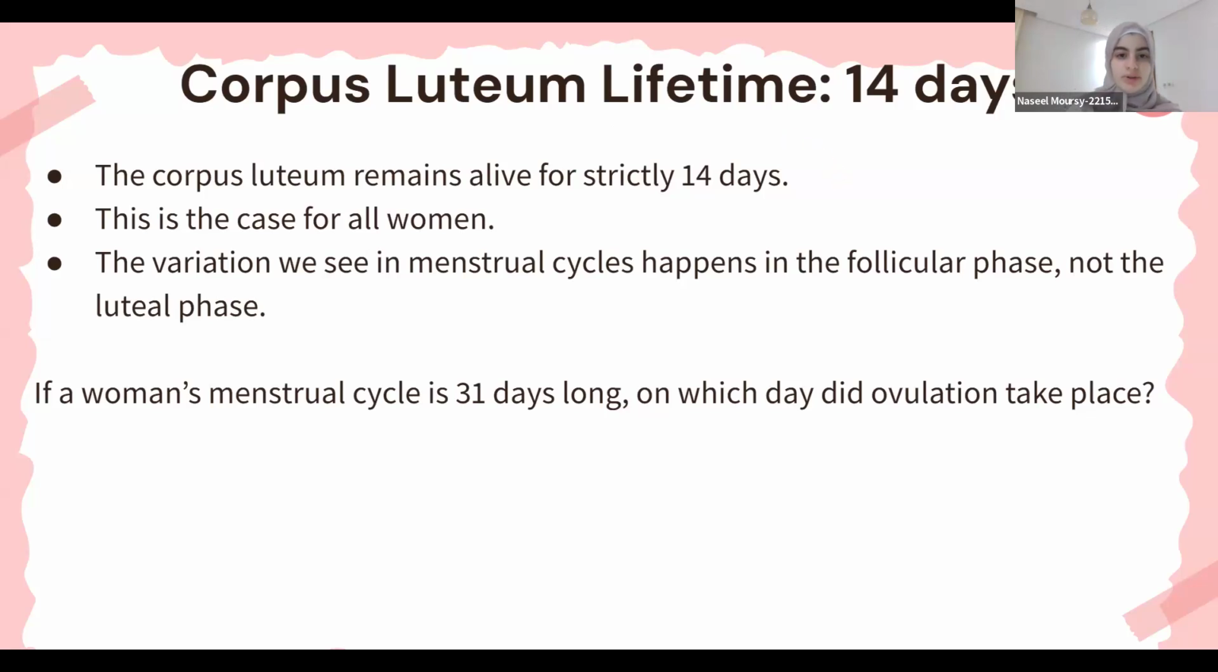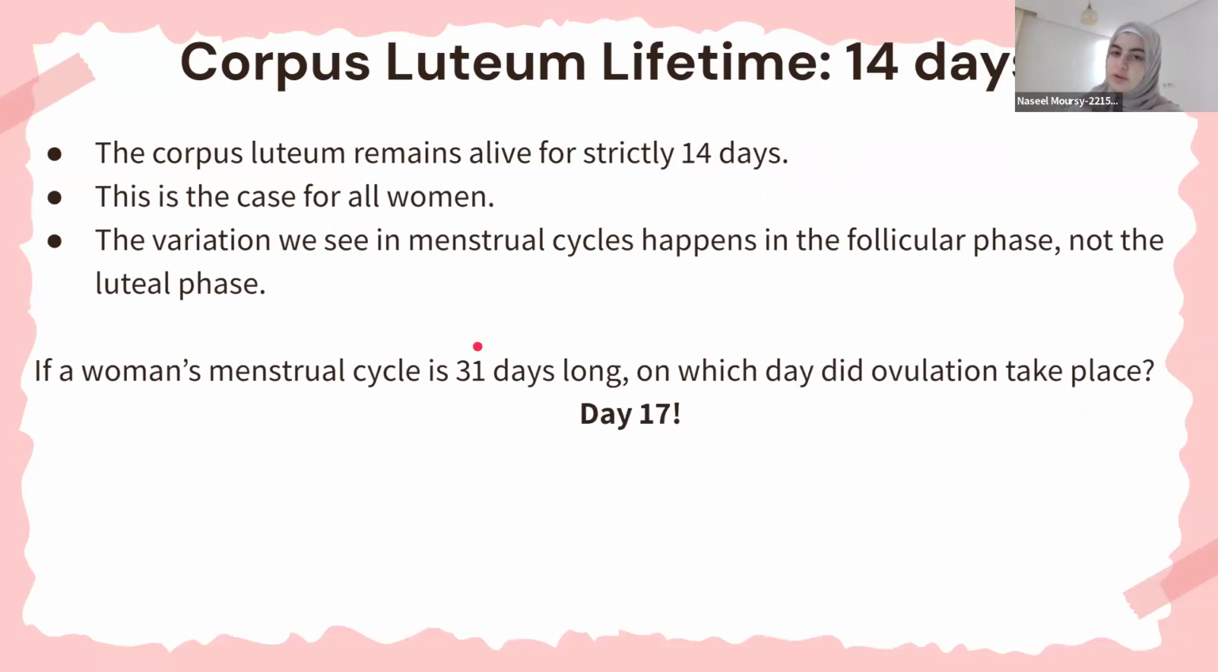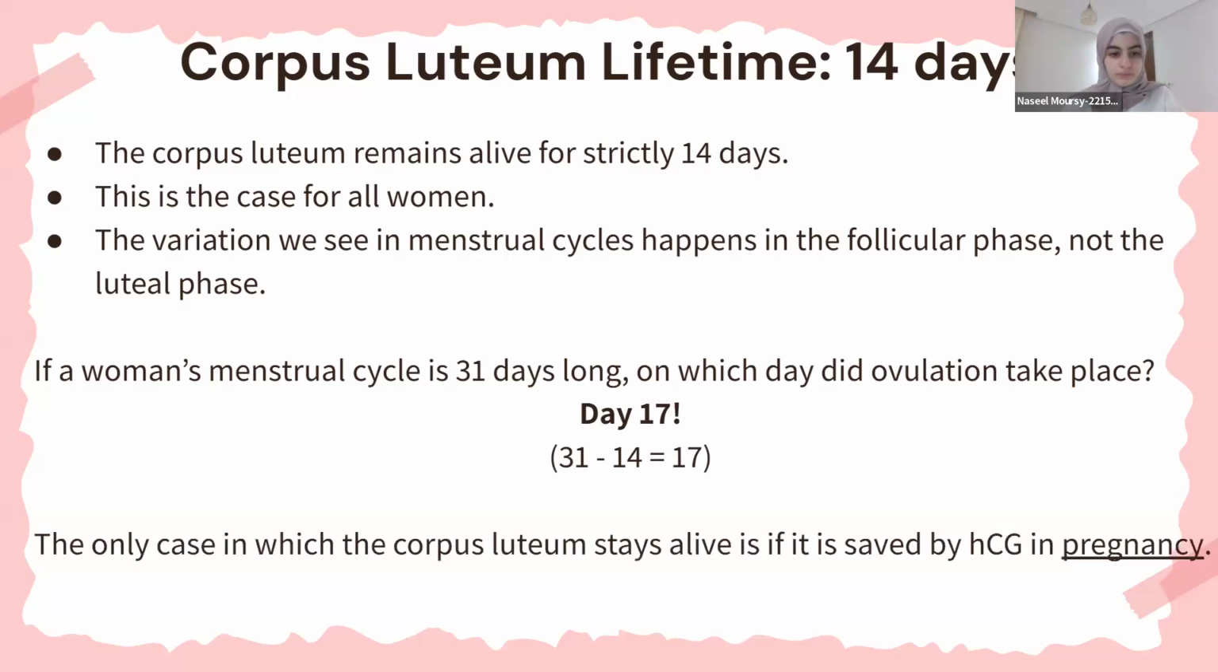17th. Good job. Okay. So yes, it's day 17. How did we calculate that? We did 31 minus 14. So you start from day 31, the end of your menstrual cycle, and you go back 14 days because that's strict, right? So you go back and you end up at day 17. Okay. So this is when this woman ovulated.